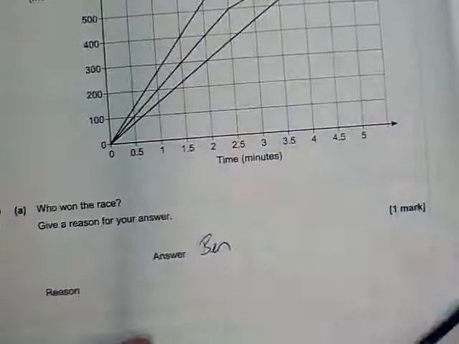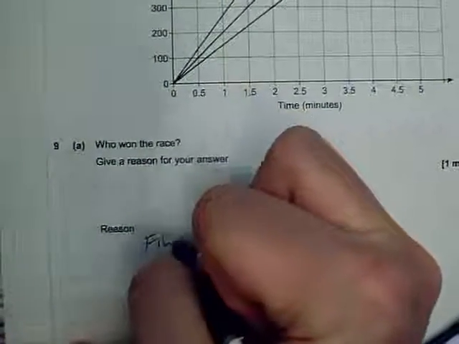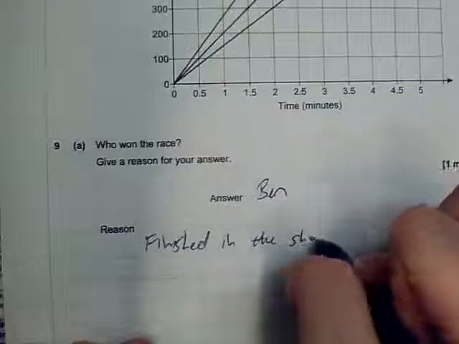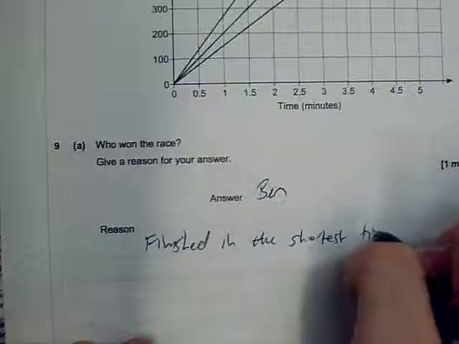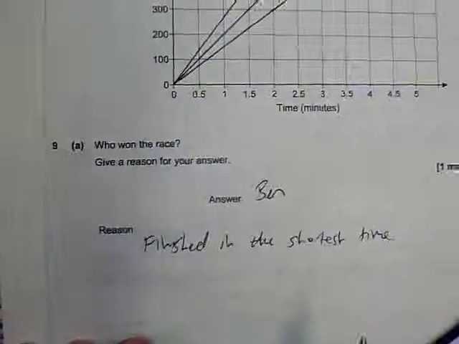So we need to give his name as the answer, and also say finished in the shortest time. It says you must give a reason, so if you just write Ben, you get nothing.